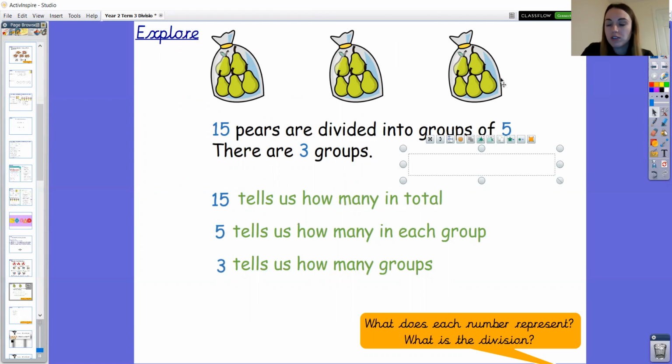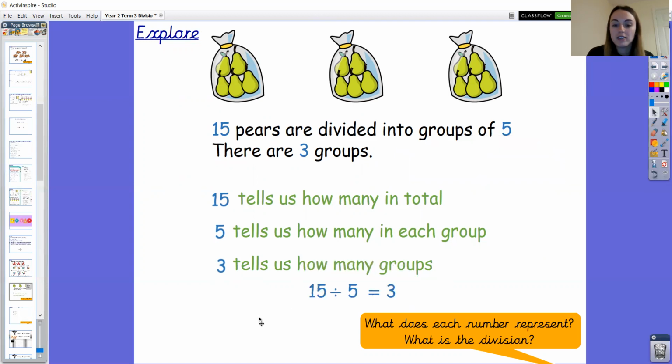So I wonder what the division would be, Year 2. Pause the video here and share your ideas. Well done. So we would write this as 15 divided by 5 equals 3. Brilliant. Should we say it together? 15 divided by 5 equals 3. Well done.